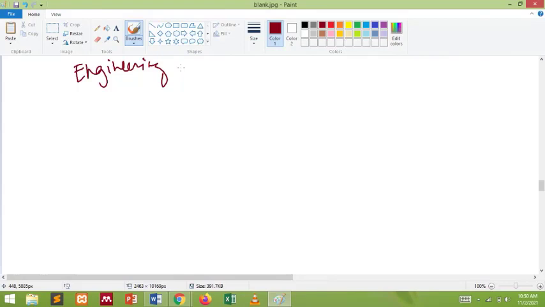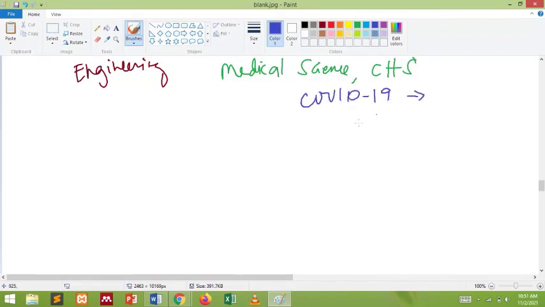For example, an engineer uses the concept of the exponential function in design and structure, as well as in medical sciences or community health sciences. Because, for example, the spread of the COVID-19 virus is exponential growth.